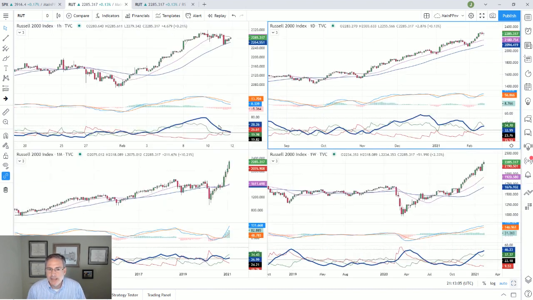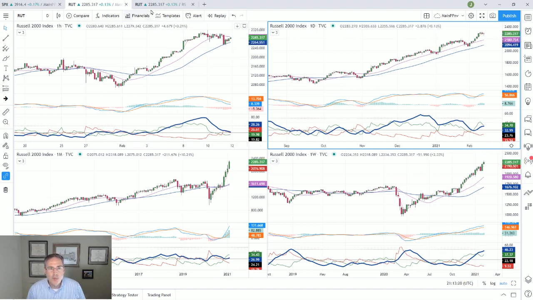And then again, we reached a really high level on the ADX, got up to like 80 on the hourly chart. So again, I'm not looking for any kind of major decline right now. I think we're going through a consolidation. It got a little overdone.